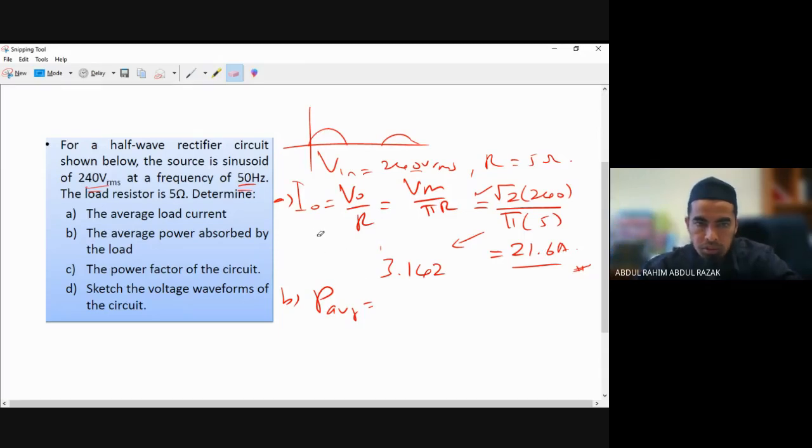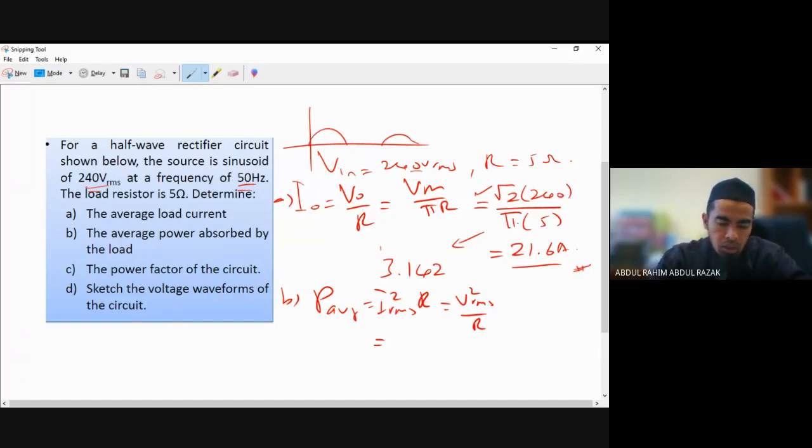So P average is equal to I square R, or equal to V square divided by R. So you can use any values. Let's say if you want to find from IRMS, so IRMS 21.6 squared times 5, 2332.8.